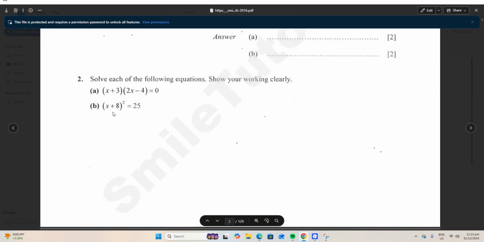Okay, so let's take a look at B now. Okay, x plus 8 squared equals to 25. Whenever you have a square, you want to square root it. Okay, there's a much more complicated way to do this question, which is to make everything on the left hand side. But in this case, I'll be teaching you the easier method.